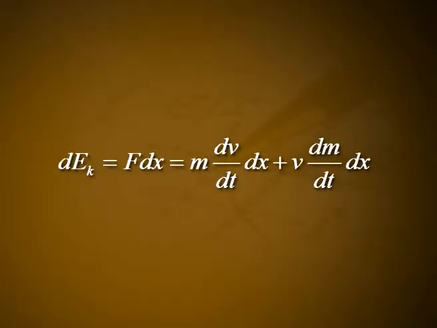Under the action of the force, the body moves through a distance dx, so that the work done is F into dx. This work done increases the kinetic energy of the particle by dEk. dEk is equal to F dx, which is equal to m into dv by dt dx plus v into dm by dt dx. But v is equal to dx by dt, therefore dEk is equal to mv into dv plus v square dm. Let it be equation number 2.